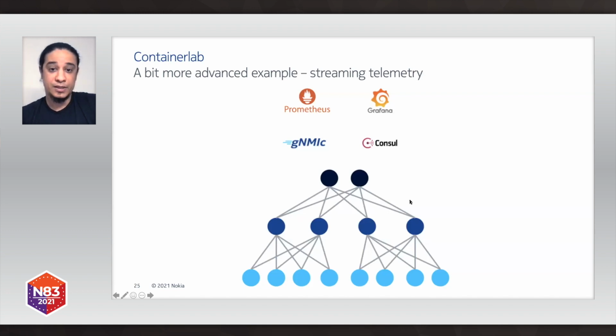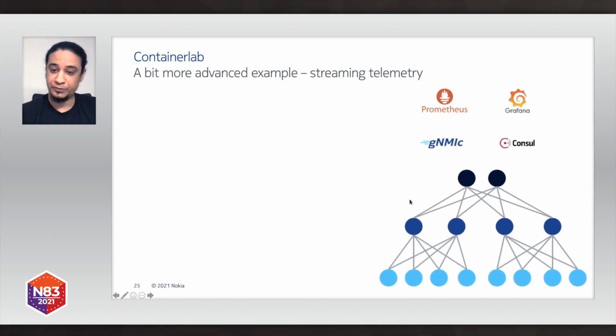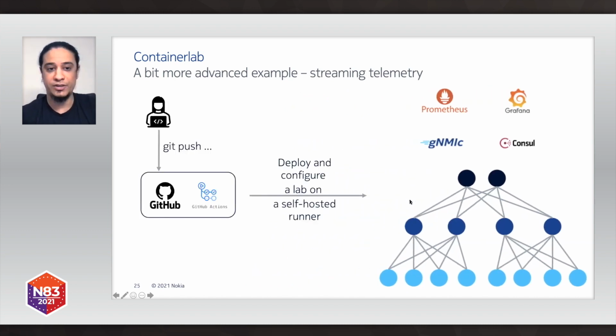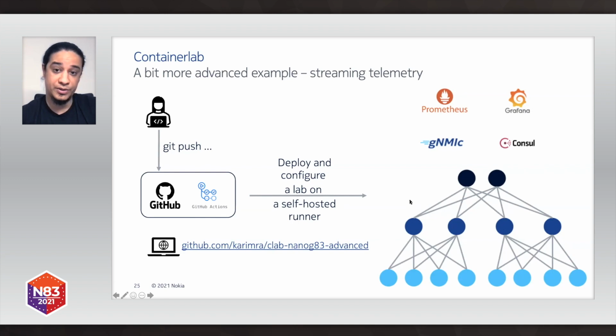So this topology will be deployed using GitHub Actions. It will be triggered via push of a tag that is named a certain way, and those actions will deploy the lab and configure it on a self-hosted runner. Okay. So all the files and the configuration used in the demo that's coming next can be found in that GitHub repo listed down there.